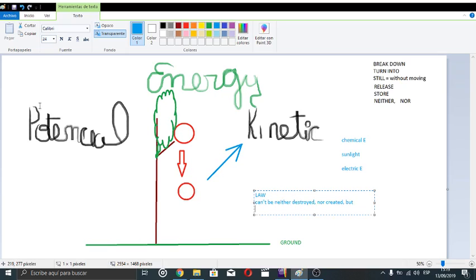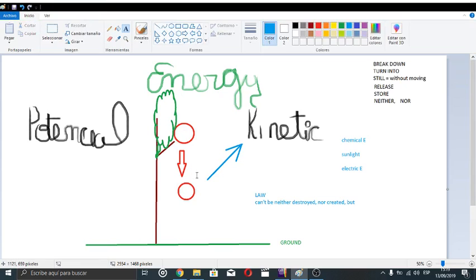That is the reason that in the example we performed here, we had potential energy and kinetic energy. The energy can be neither destroyed nor created, but it can be transformed. And here in our example, the potential energy transforms, or turns, into kinetic energy. That's all.